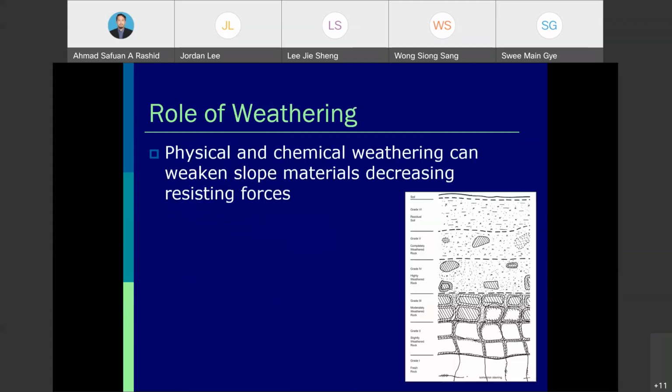The role of weathering: physical and chemical weathering can weaken slope material, decreasing the resisting force. Okay, so this is more related to the rock slope, where they have grade 1 until grade 6, from fresh rock, slightly weathered rock, moderately weathered rock, up to residual soil. So normally for a rock slope, it can be constructed under a 90 degree slope angle.